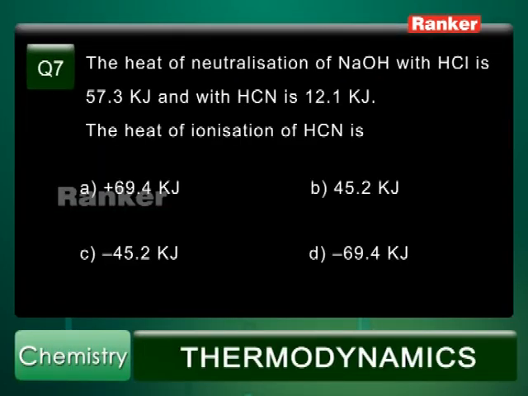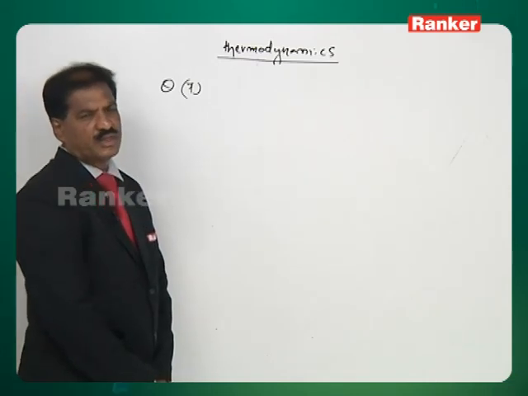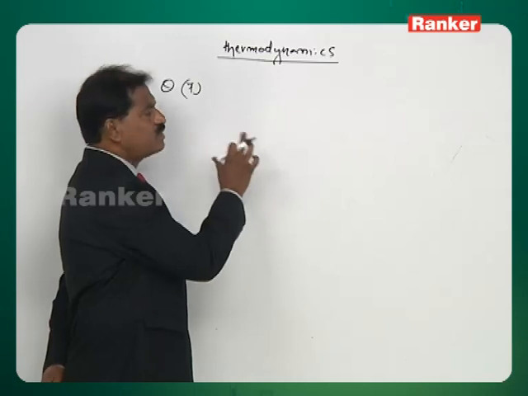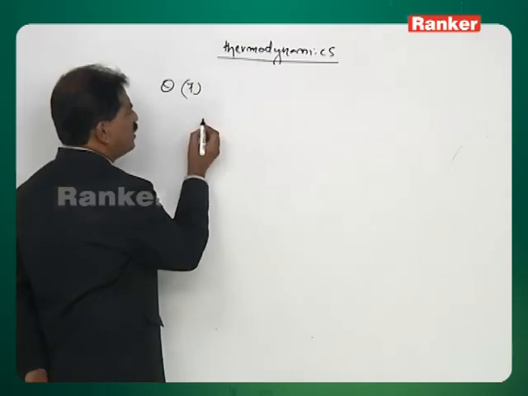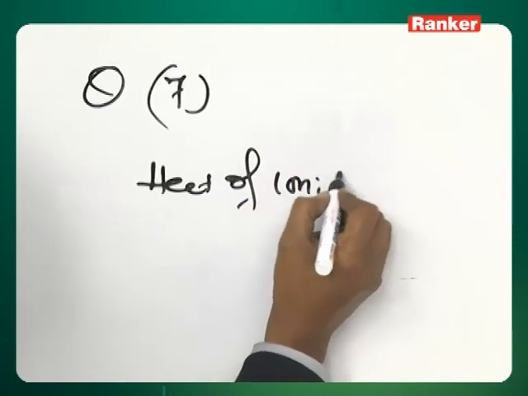Question number 7. The heat of neutralization of sodium hydroxide with HCl is 57.3 kilojoules and with HCN it is 12.1 kilojoules. The heat of ionization of HCN is? So, it is like the previous problem. Whenever they ask the heat of ionization of a weak acid or weak base, apply the standard formula like this. Heat of ionization.